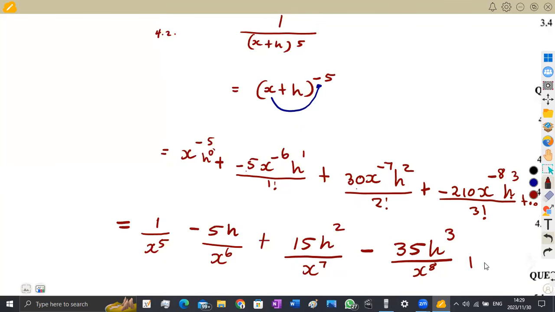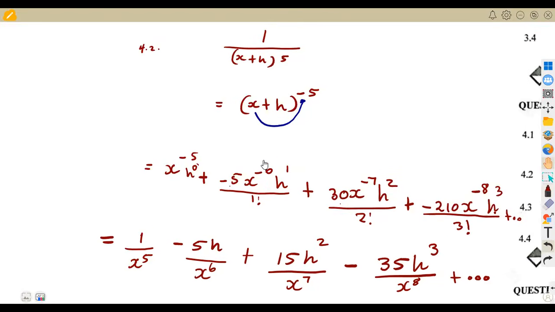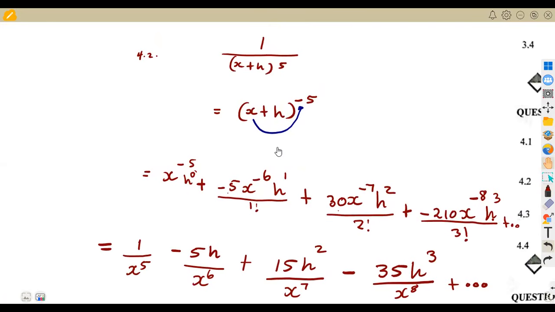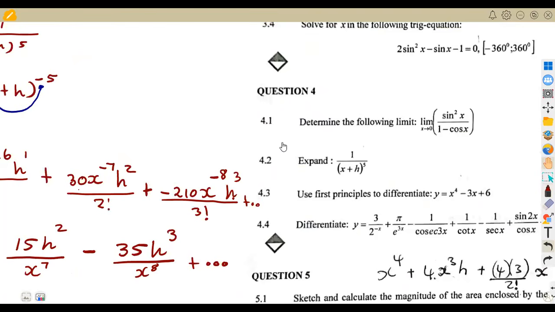Like I said, this one was not going to finish. You would expand as much as you can, again and again. So we just simplify up to 4 terms as per the requirement of our syllabus, and just leave it like that. Okay, let's consider the other part.